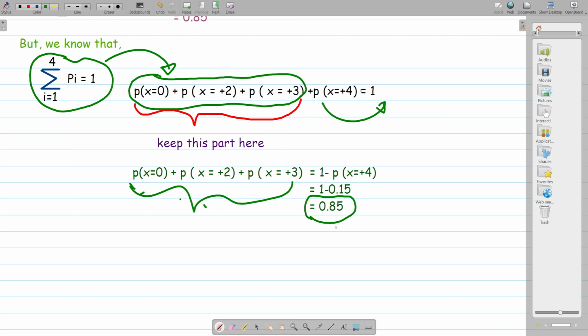Okay, hope this is an interesting application of discrete probability distribution and hope you guys enjoyed this one.